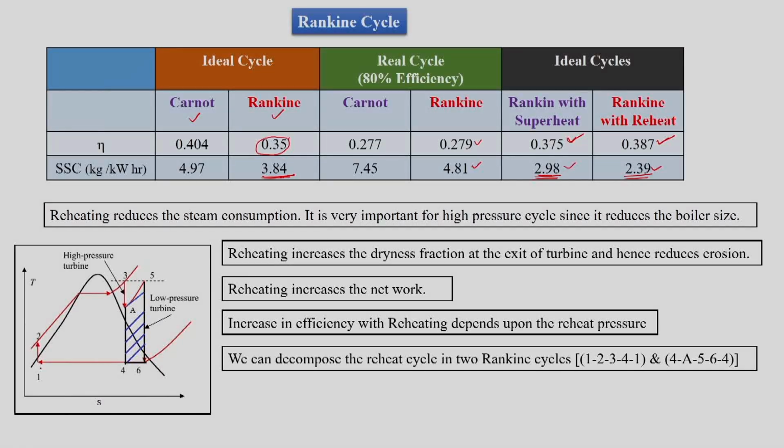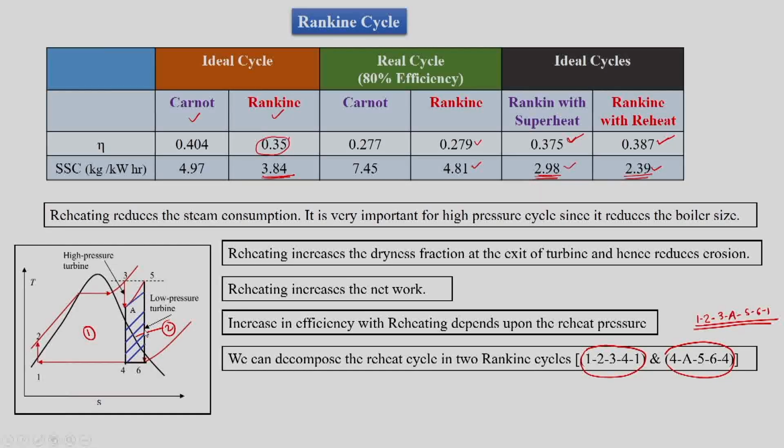Let us consider the cycle 1, 2, 3, 4, 3, A, 5, 6, 1. Our basic cycle is 1, 2, 3, A, 5, 6, 1. This is our basic cycle. Let us decompose this basic cycle into 1, 2, 3, 4, 1 and 4, A, 5, 6, 4, into these two cycles. This is cycle 1 and this is cycle 2.